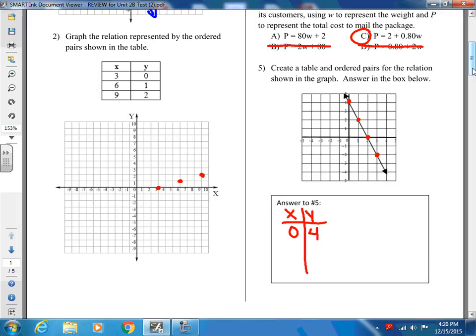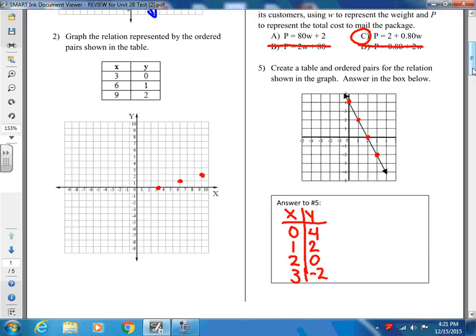Then go to the next dot, which would be 1, 2. So positive 1, positive 2. Then you would go to 2, 0, so 2 on the X side, 0 on the Y side, and then 3, negative 2 would be 3 on the left and negative 2 on the Y side. Right, so those are the tables.